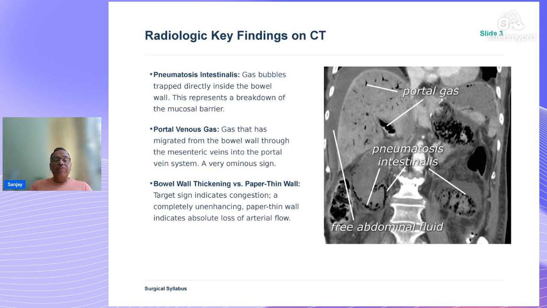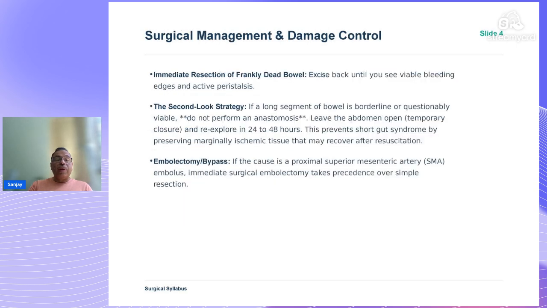And the third very important finding on CT scan of bowel ischemia is bowel wall thickening. This may be an initial sign when there is a congestion of the mucosa and thickening of the bowel wall, which indicates that there is an impending ischemia which is developing and progressing. But a completely paper thin wall indicates absolute loss of arterial flow. So bowel wall thickening versus paper thin wall, this should be kept in mind.